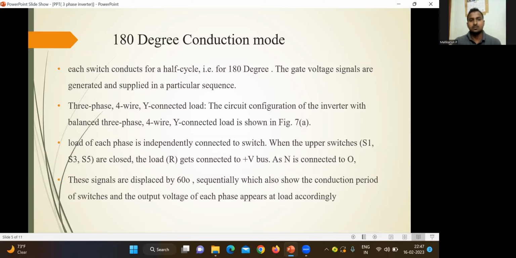See here, a three phase 4 wire star connected load. On the load side, each phase is independently connected to a switch. The upper switches, meaning three upper switches, and the lower switches are for the three phases. Upper switches are S1, S3, S5. Lower switches are S4, S6, and S2. And one neutral is also connected. These signals are displaced by 60 degrees each.